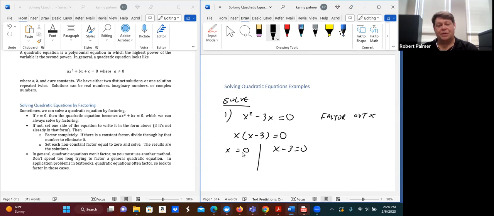So over here, this is already solved. Over here, just add 3 to both sides. So x is equal to 3. So our two solutions are x equals 0 and x equals 3.